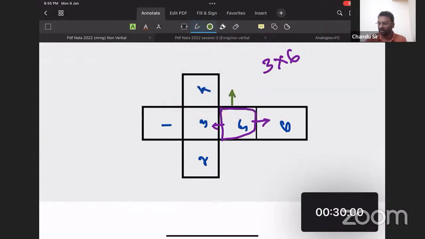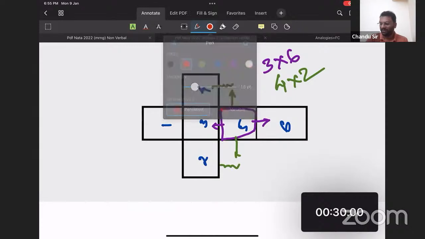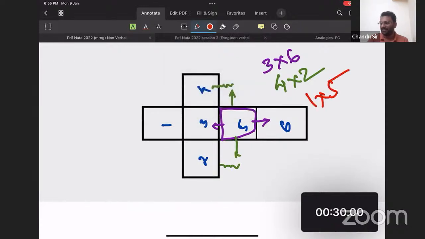Similarly, who is coming on the top of 5? Top means this portion is also top. 4. Who is coming on the bottom? Direct bottom is not there, then take it from the sides. So 4 and 2 are opposite. Who is remaining over here? 1 and 5 are remaining. So 3, 6, 4, 2, 1, 5.